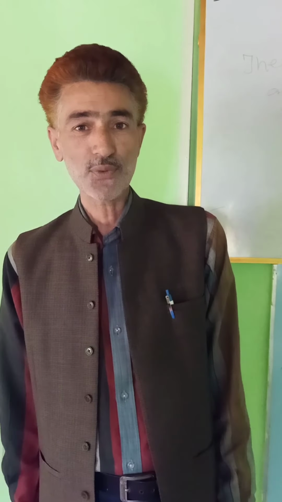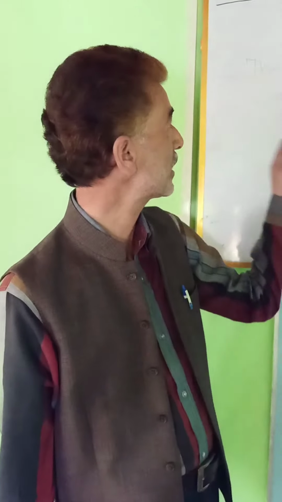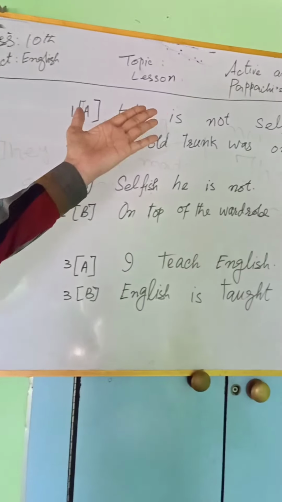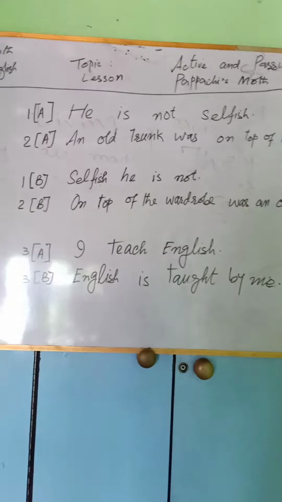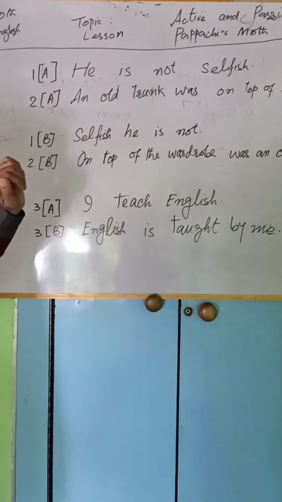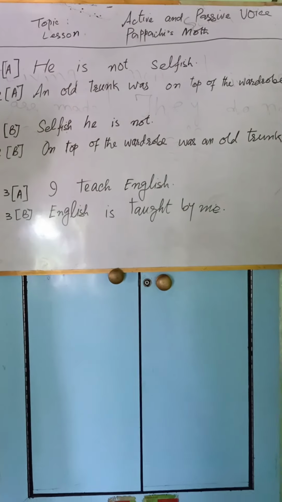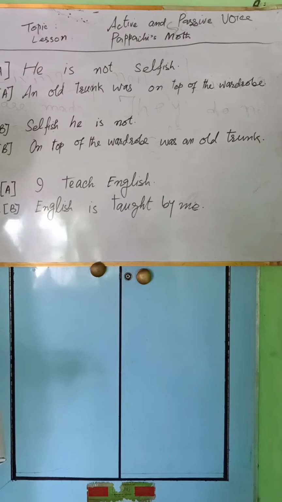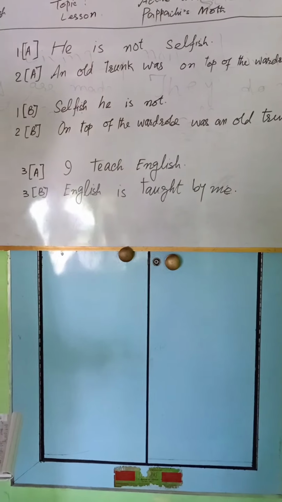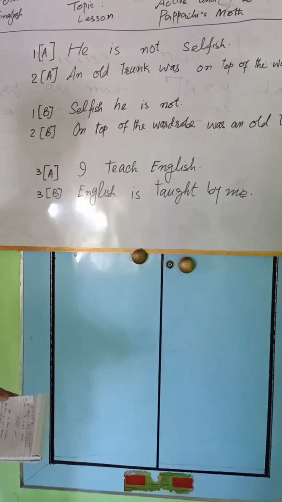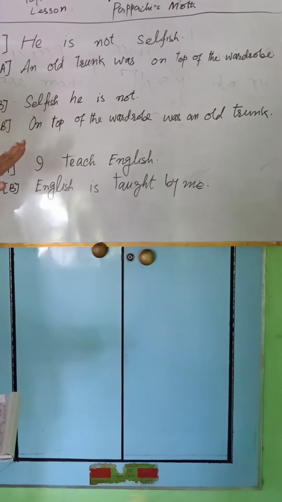This is a lesson for 10th class, subject English, topic active and passive voice, lesson Pappachi's Moth. Friends, look at the sentences. He is not selfish. An old trunk was on top of the wardrobe. These are normal sentences with normal word order. The word order is subject, verb, complement.